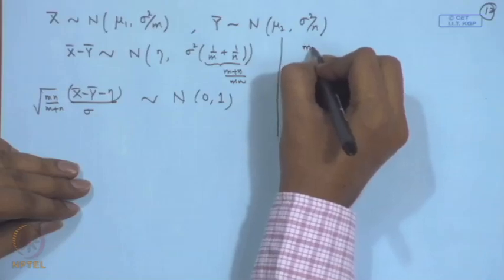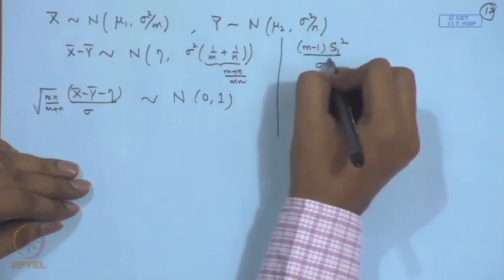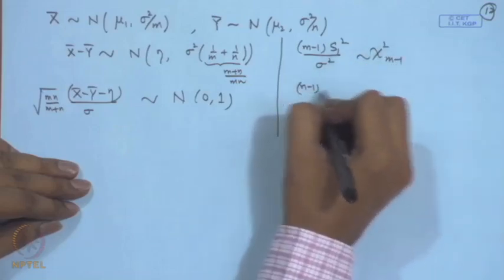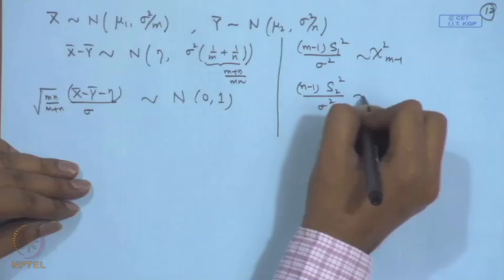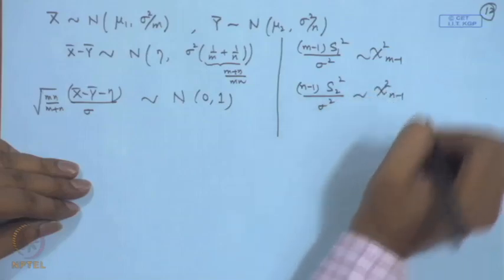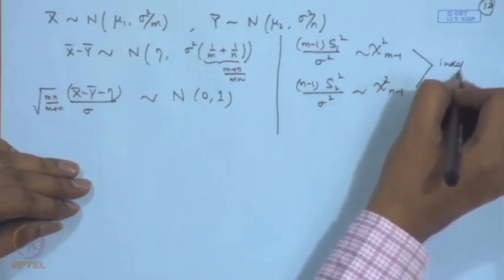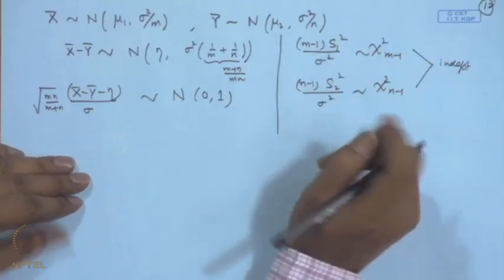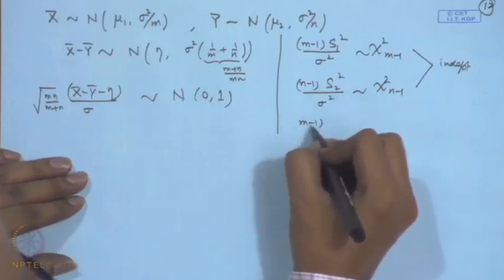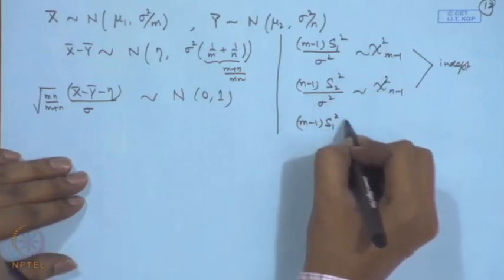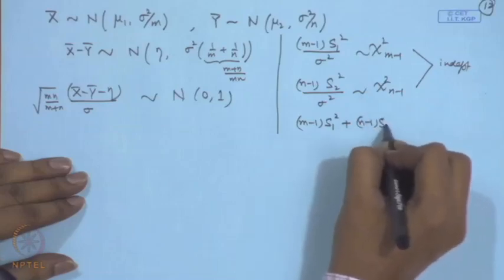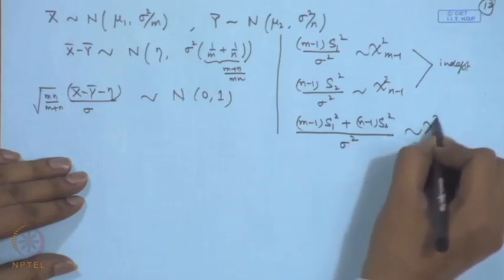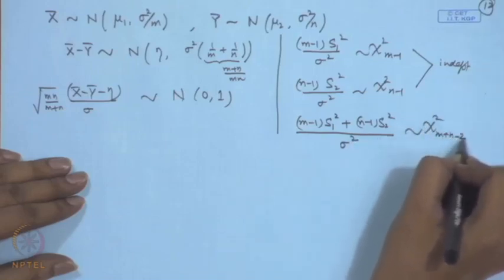Similarly, if we consider m minus 1 s 1 square by sigma square, that follows chi square distribution on m minus 1 degrees of freedom, and n minus 1 s 2 square by sigma square follows chi square distribution on n minus 1 degrees of freedom. Once again, these are independent, because this is based on the first sample and this is based on the second sample, and the two samples have been taken independently. So, by the additive property of the chi square distribution, we can conclude that (m minus 1 s 1 square plus n minus 1 s 2 square) by sigma square follows chi square distribution on m plus n minus 2 degrees of freedom.